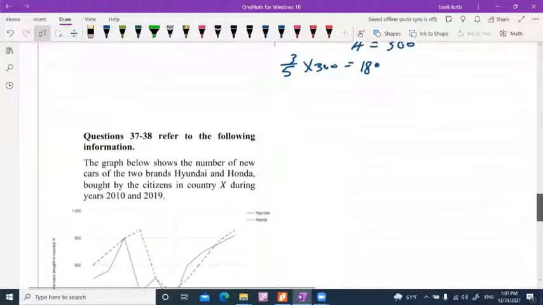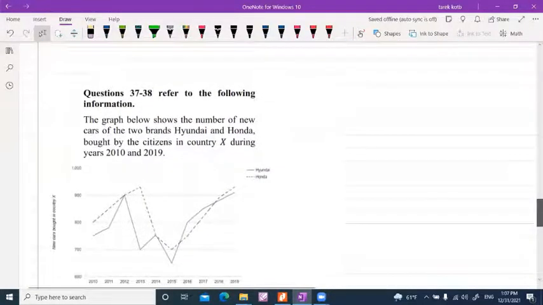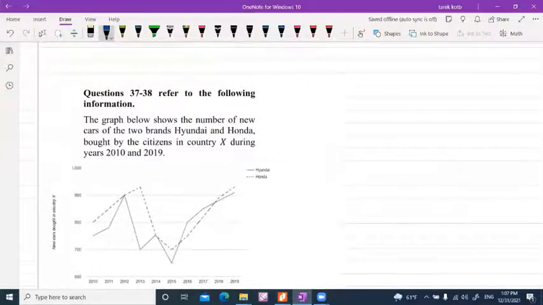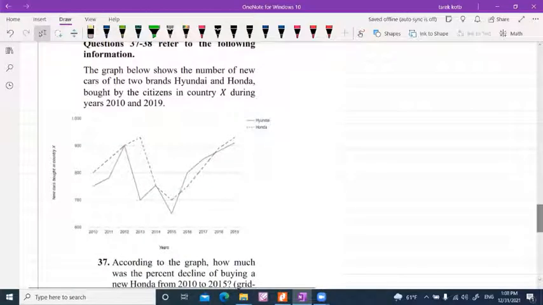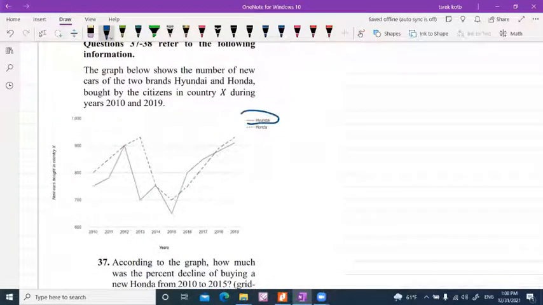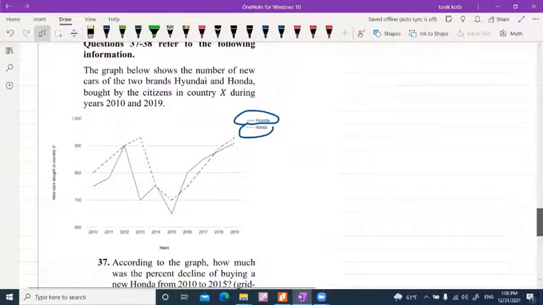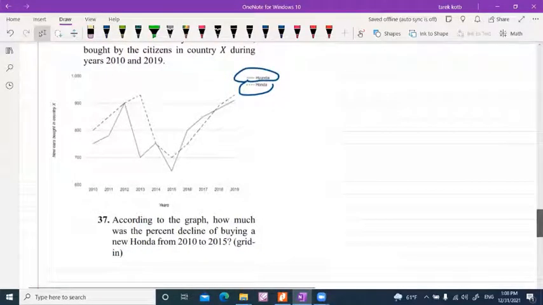37, 38. The graph below shows the number of new cars of two brands, Hyundai and Honda, bought by the citizens in country X during the years 2010-2019. You can notice that the Hyundai is the continuous line and the Honda is the dashed line. Okay, according to the graph, how much was the percent decline of buying a new Honda from 2010-2015?